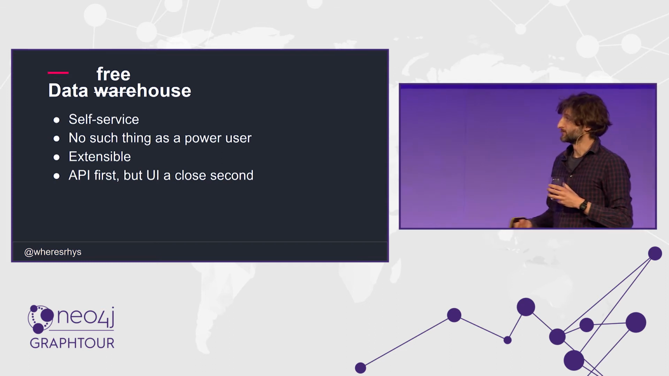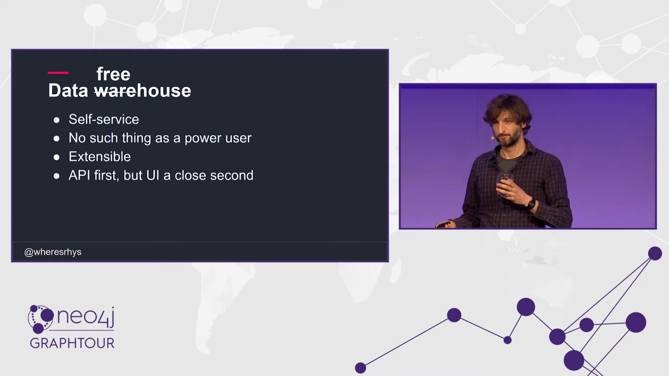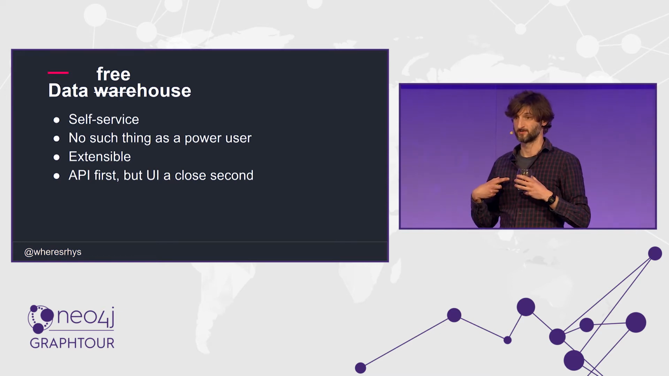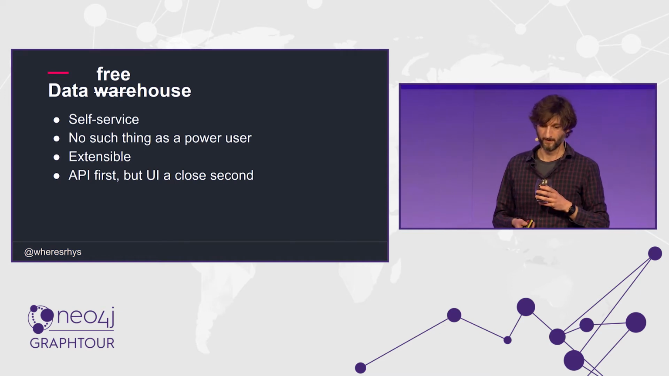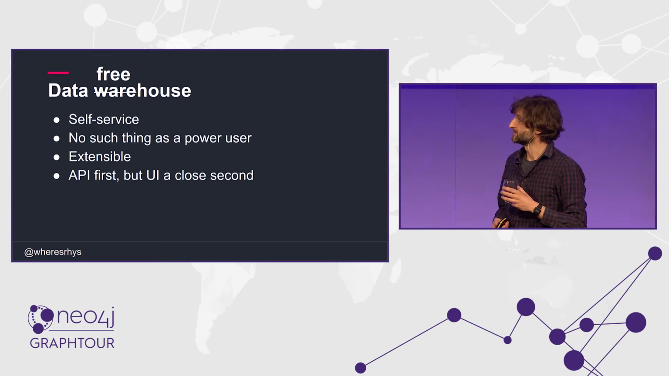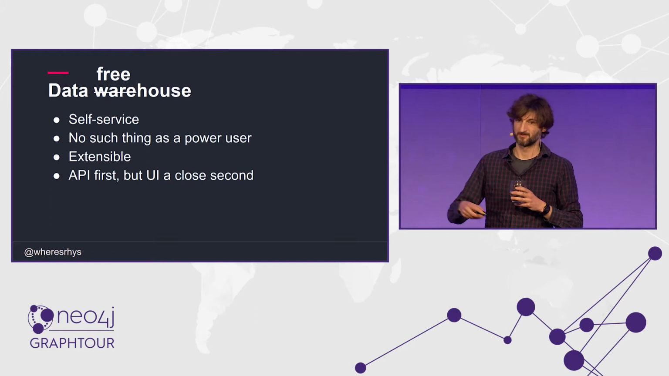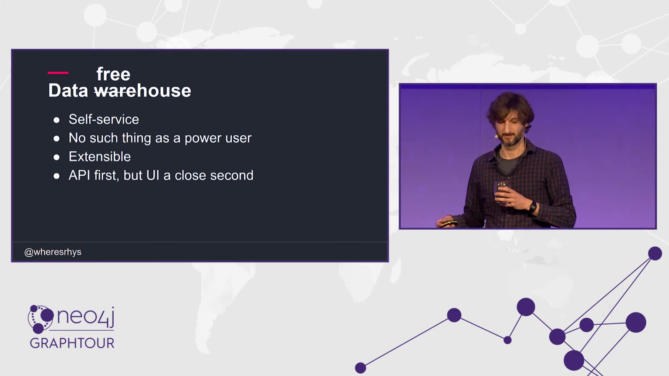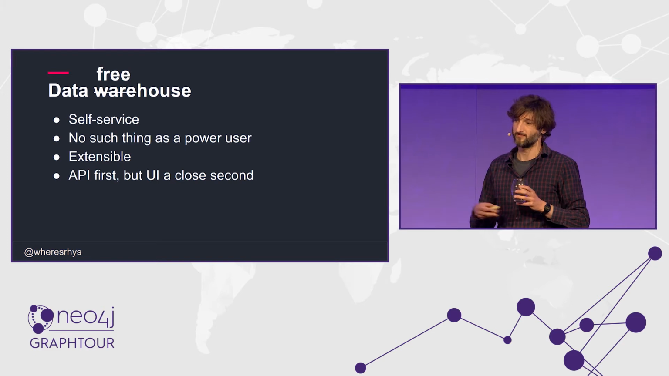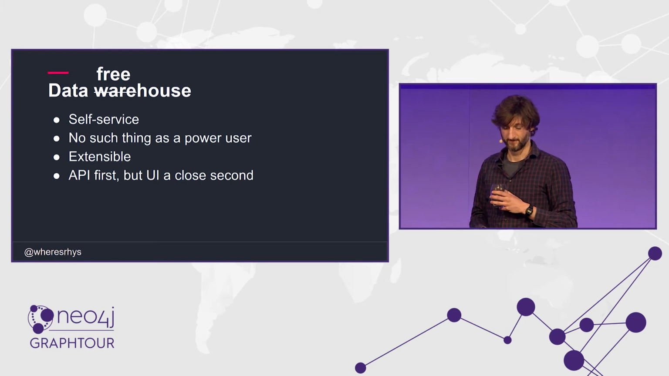So some principles to achieve this: we'd like to be self-service. We don't want people to have to ask us to get to the data. We don't want there to be power users. If you've got access to the data, we don't want you to then have to come and ask us to get additional access to the data. We want to make everyone a power user effectively.